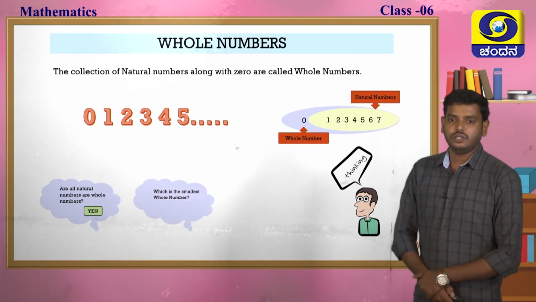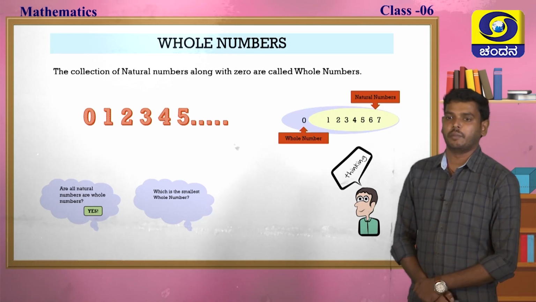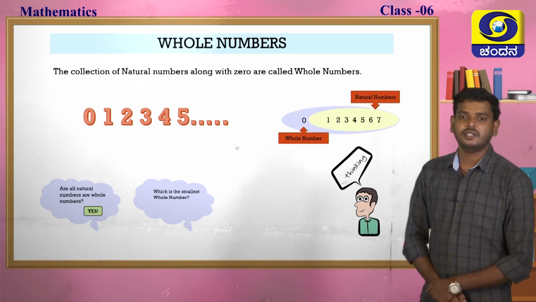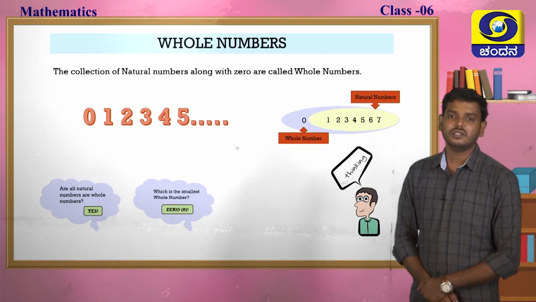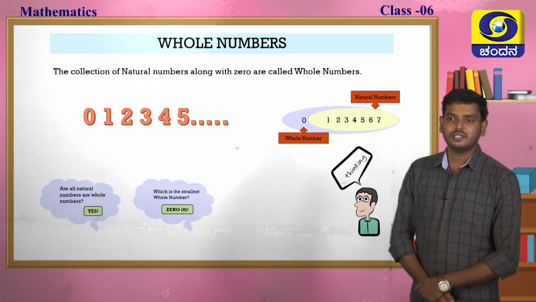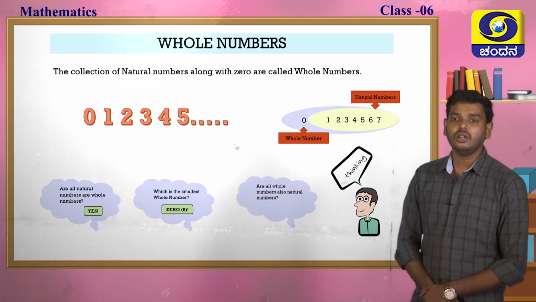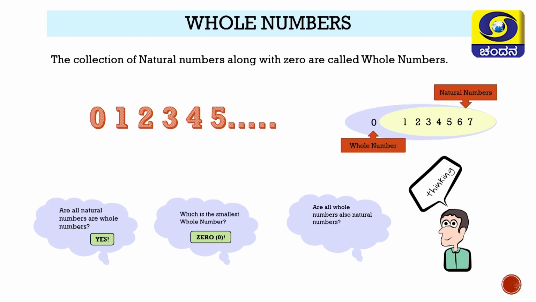Let me go for another question, that is, which is the smallest whole number? Again, see the figure. Of course, your answer is ready, that is 0. Why? Because whole numbers will start from 0, that is the smallest whole number. Then we will move to the third question, that is, are all whole numbers also natural numbers? See the figure again. What is your answer? It is no. Why? Because whole numbers will start from 0, whereas natural numbers will start from 1.